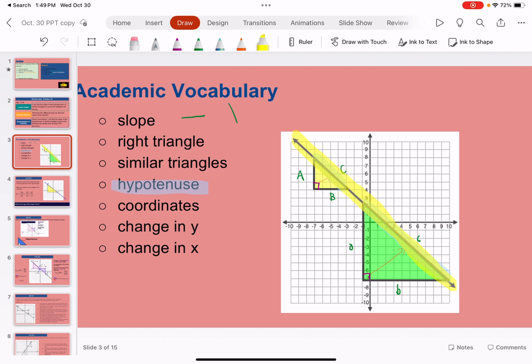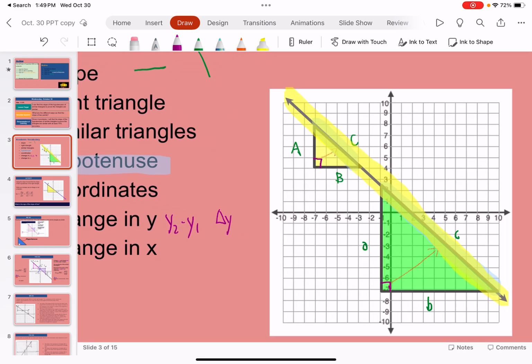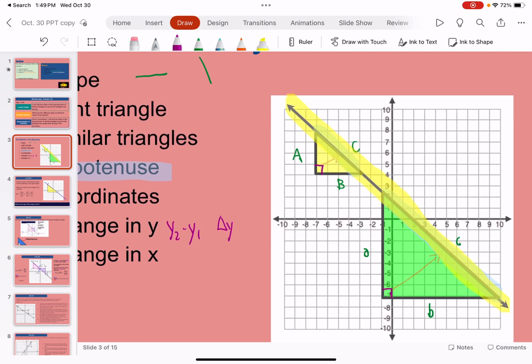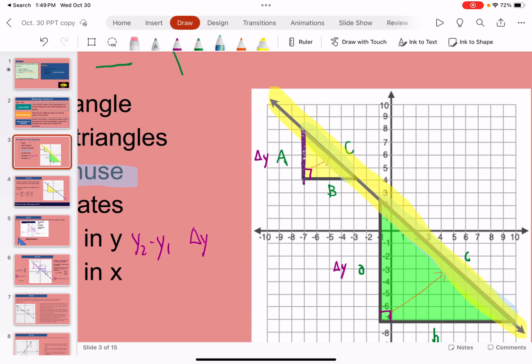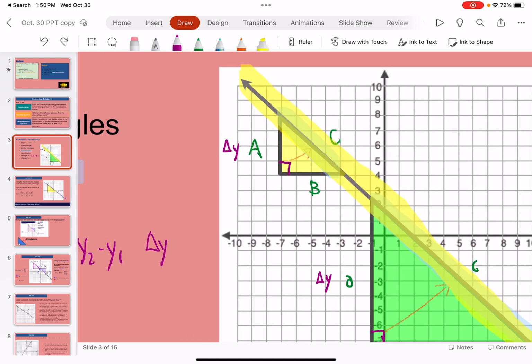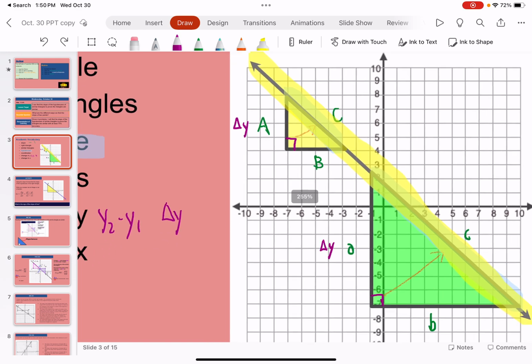Then we have our change in y, which is the difference between the y coordinates of 2 points. So we talked about that earlier. That's our y2 minus y1. We can also represent that by using a delta symbol and the y. And so in our picture or in our graph, we can see that a, uppercase a and lowercase a, represent our change in y. And another way we can double check that is we can see that this line right here for A is parallel to this y-axis right here. That's how we know that that is our change in y. And then we have our change in x, which is going to be our lowercase b and uppercase b. So we have our change in x.